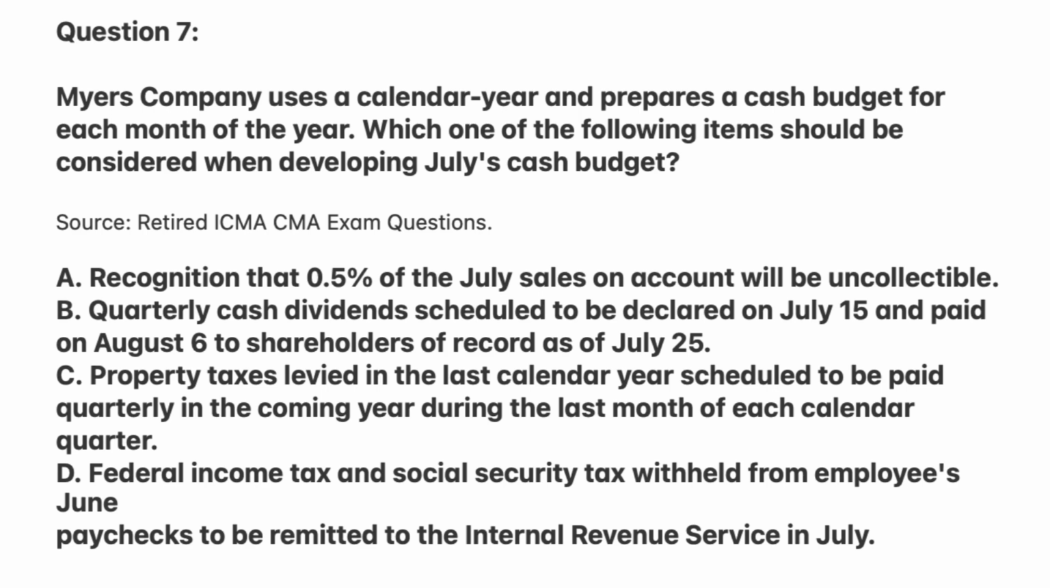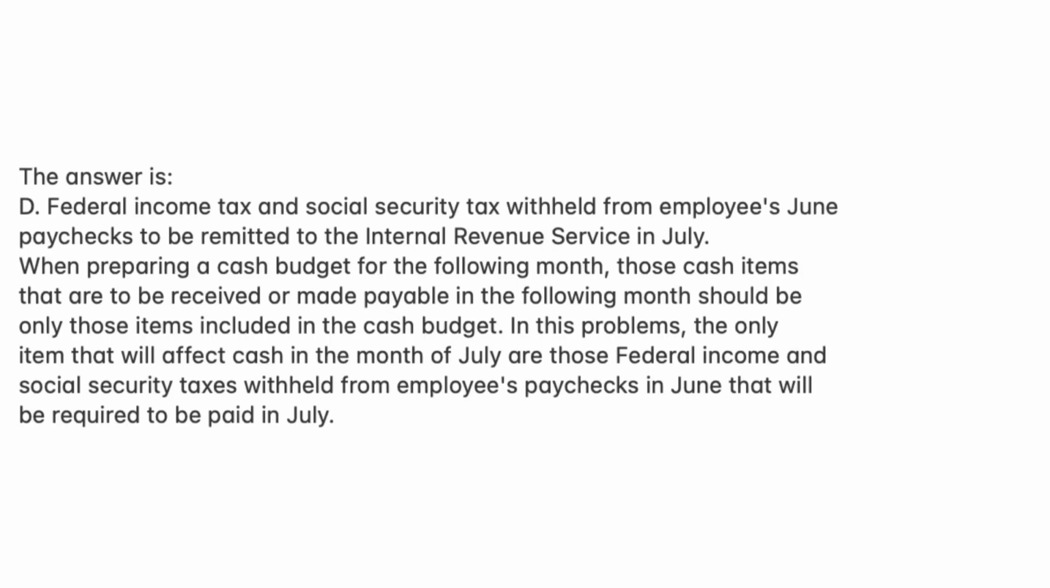C. Property taxes levied in the last calendar year scheduled to be paid quarterly in the coming year during the last month of each calendar quarter. D. Federal income tax and Social Security tax withheld from employees' June paychecks to be remitted to the Internal Revenue Service in July. The answer is D.